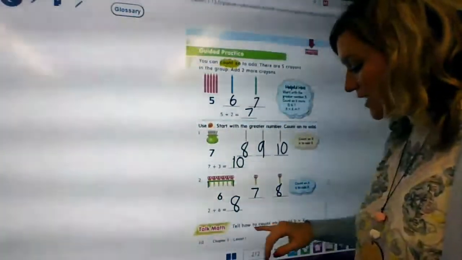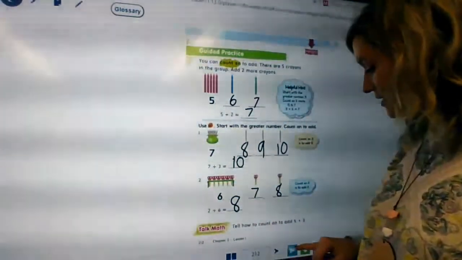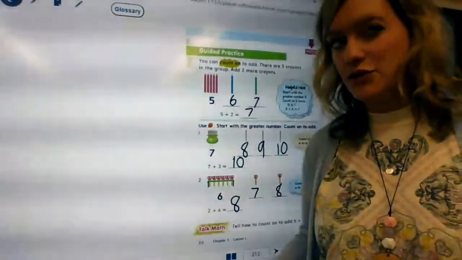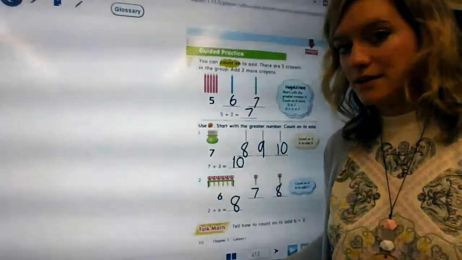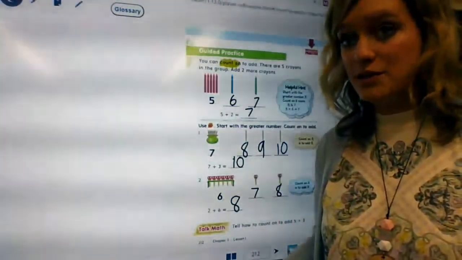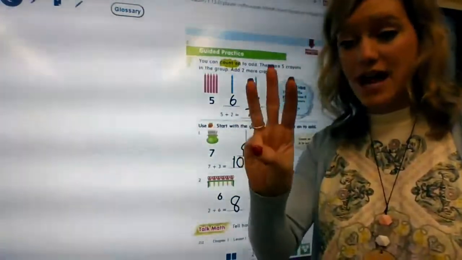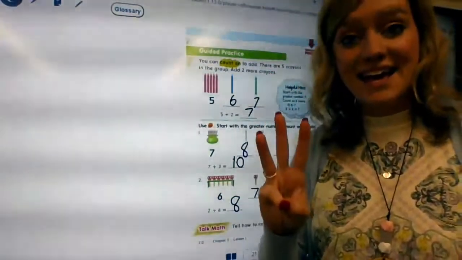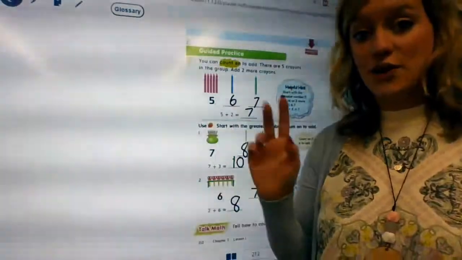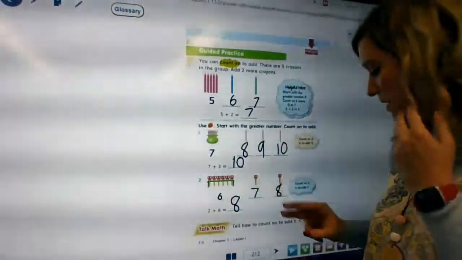I like this question down here that says, tell how to count on to add from 5 to 3. Would you start with 5 or would you start with 3? What's the bigger number, 5 or 3? 5 is the bigger number, so you would start off with 5. And we're going to add on 3 more, okay? 5, 6, 7, 8. 8 is your answer. You counted on and up 3 more.